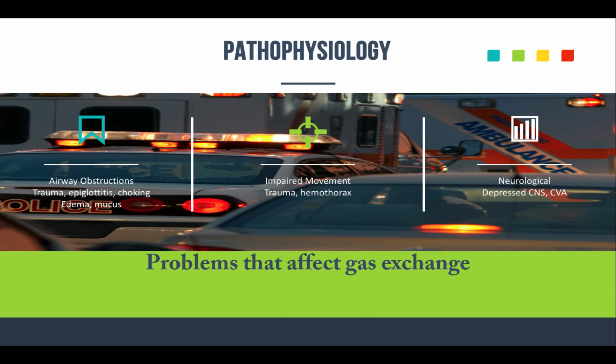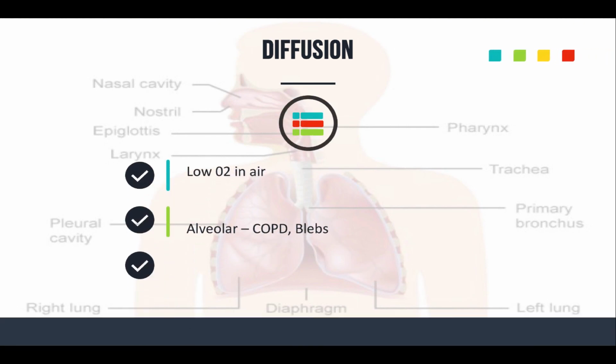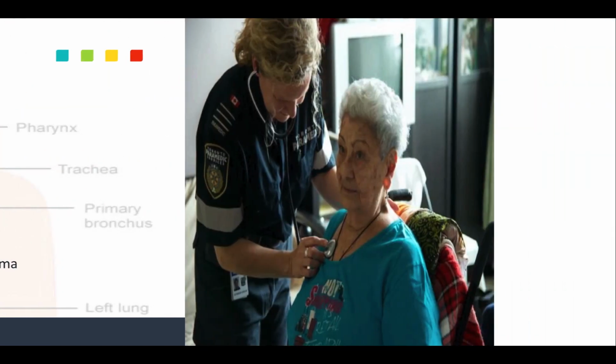Now, I want to talk a little bit about diffusion and perfusion. Talking about diffusion first, the problems can be coming from low oxygen in the air, alveolar pathology, things like blebs and COPD, interstitial space pathology, high water pressure or edema. That can all be diffusion related problems, giving an issue of the oxygen exchanging in your lungs and in your blood.